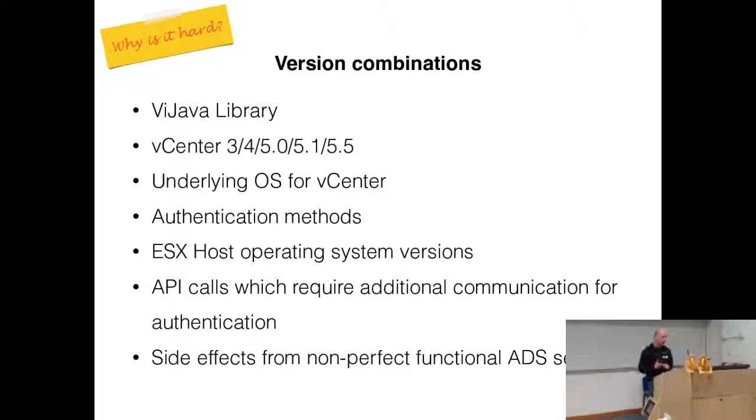Authentication methods play a role in that stuff. The ESX host operating system, what kind of build number you have running on the ESX host, because this is the point where we have to talk with the SIM queries against it. And we currently have issues if every API call requires the authentication against the vCenter. And you may have side effects from non-perfect running AD setups, something which leaks over into the vCenter environment.